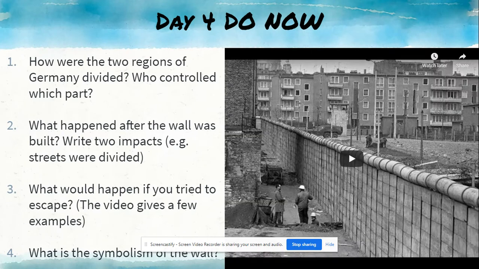These are the 4 questions you're going to be answering. 1, how were the 2 regions of Germany divided? Who controlled which part? 2, what happened after the wall was built? Write down 2 impacts. 3, what would happen if you tried to escape? The video is going to give you a few examples. And 4, what is the symbolism of the wall?